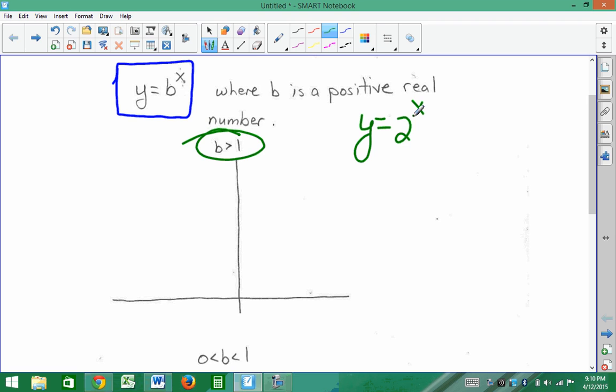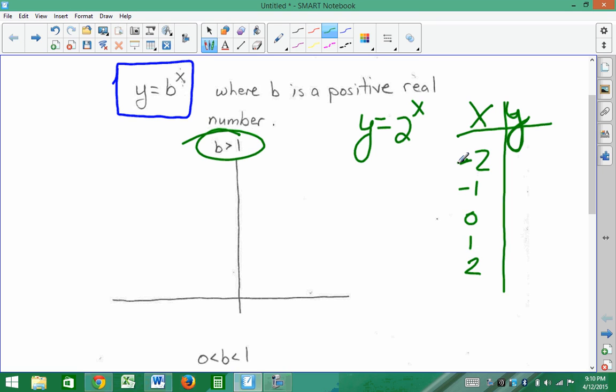So to graph that, we're going to plug some values in. We'll make a little table. So we have our little x and y. And we'll plug in some values like -2, -1, 0, 1, and 2.